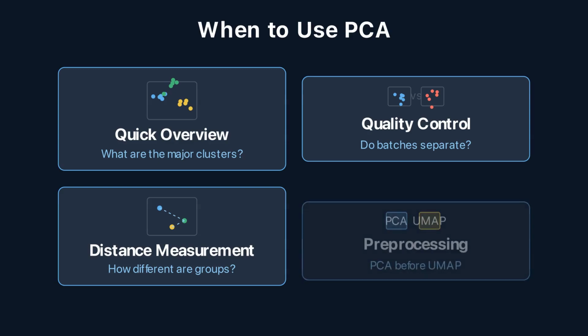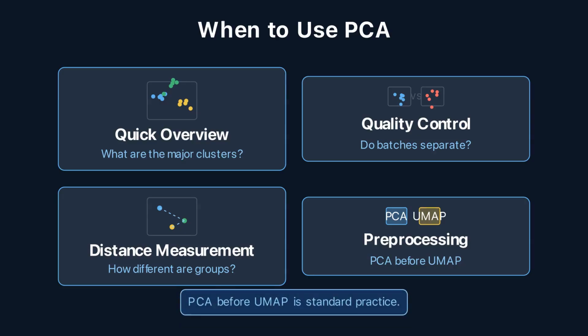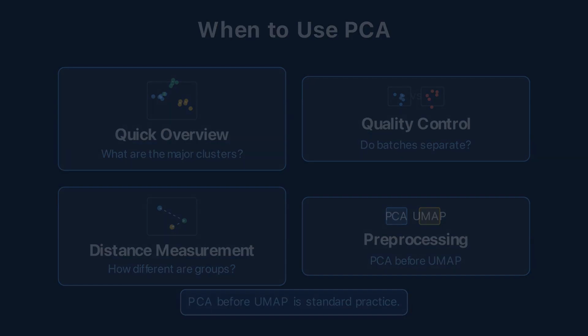The distances are interpretable. And critically, preprocessing for downstream methods. Run PCA first to reduce noise, then apply UMAP to the PCA output. The satellite data feeds the artist. PCA before UMAP is standard practice because UMAP on raw 20,000 dimensional data is slow and noisy.